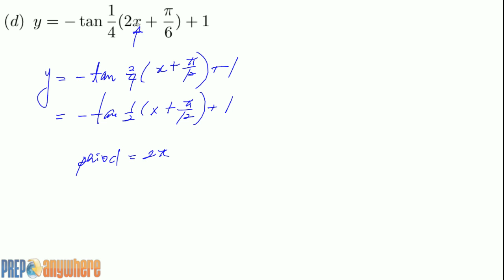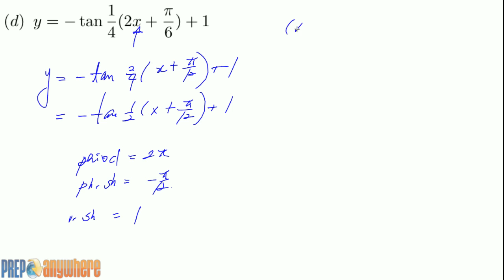Every time you see something in front of the x, please factor it out to get the proper period as well as proper phase shift. Phase shift is minus pi over 12. And vertical shift is 1. And it's got a reflection on the x-axis. Okay.